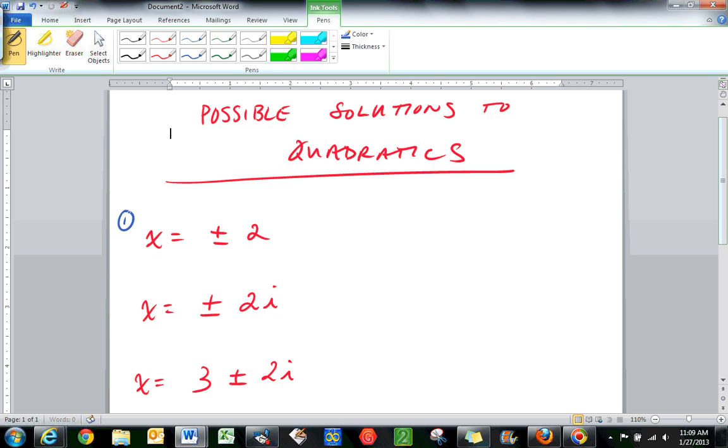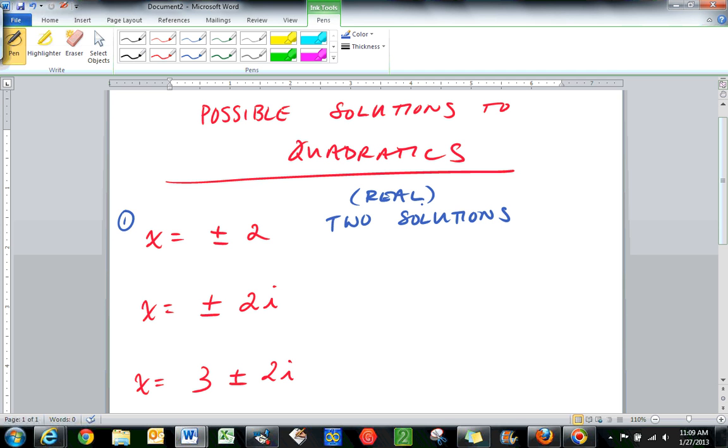So if you look at our first example that I've made up, x equals plus or minus 2. This would be a situation where we took the square root of a number and it led us to a perfect square, and it gave us two real solutions. In this case, those solutions would be real.